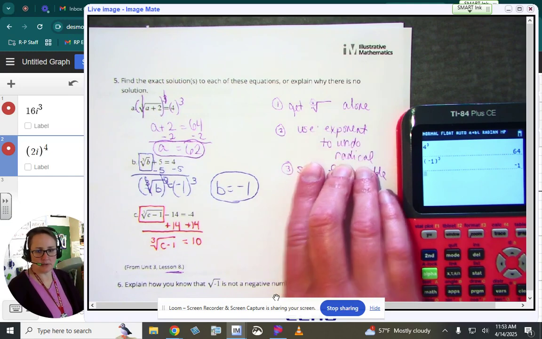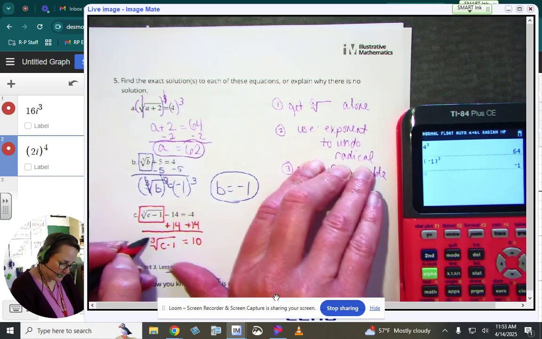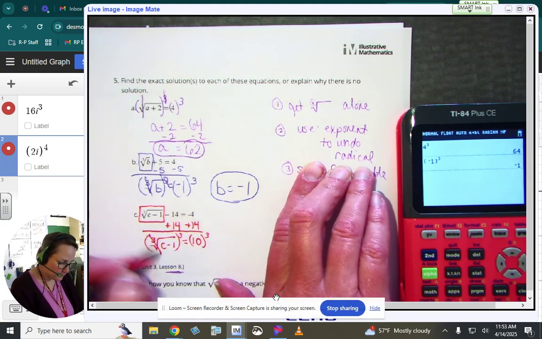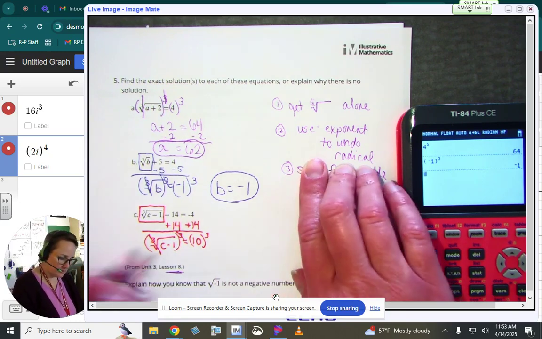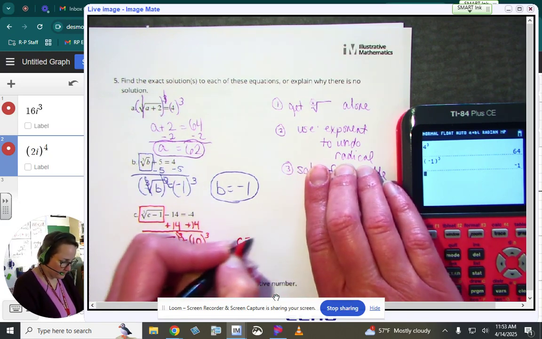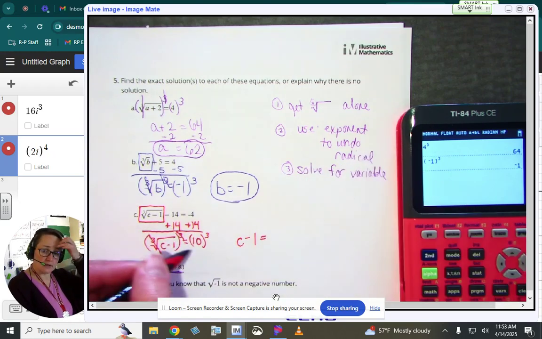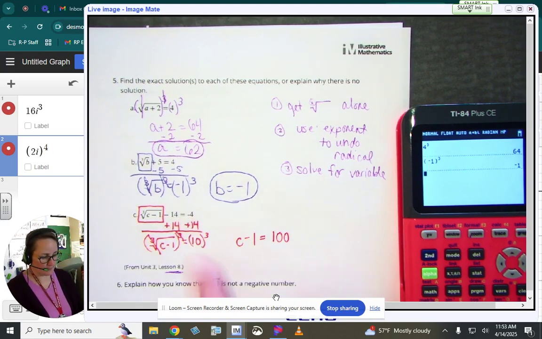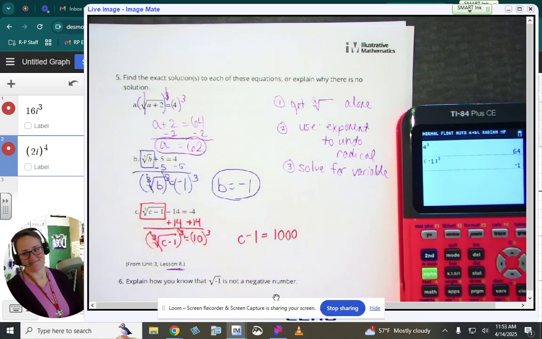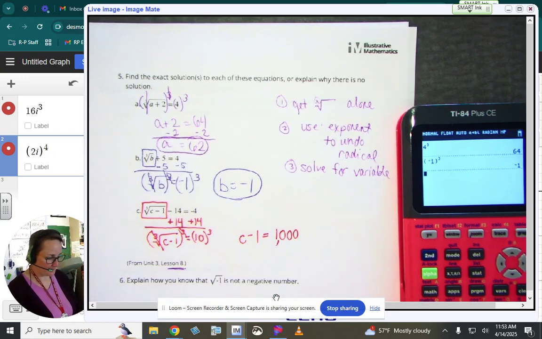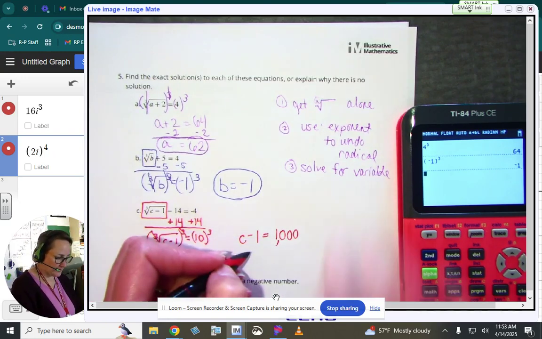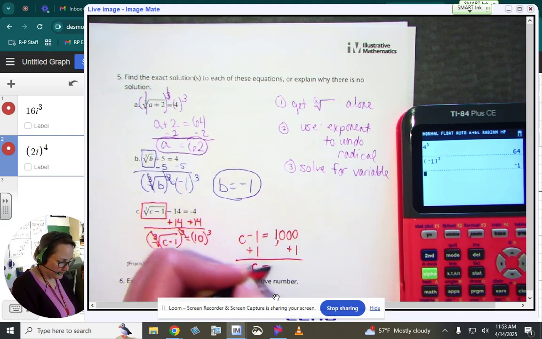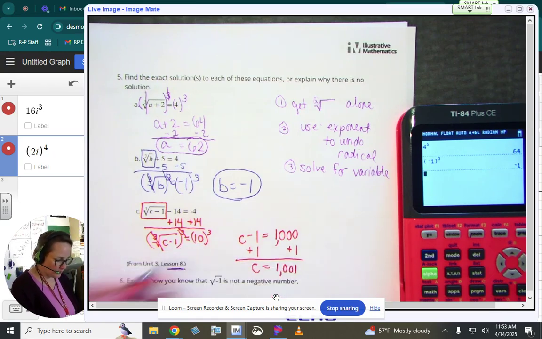I'm going to use an exponent to undo the radical. I have it by itself now, so I'm ready for that step. Cube both sides. Cube and cube root cancel. C minus 1 is all that I have left on the left side. 10 to the third power is a 1 with 3 zeros. And last thing is to solve for this variable. I got to get C all by itself. C is 1001.